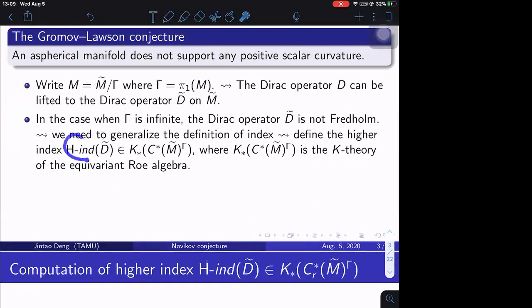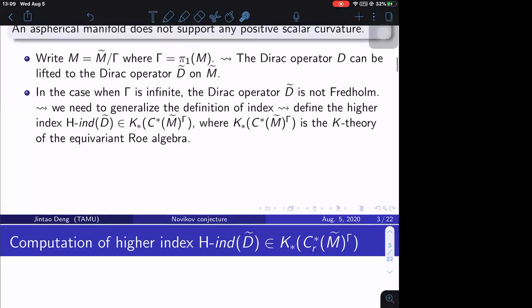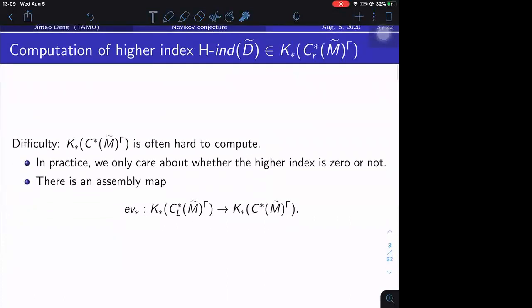So if you want to compute the Roe index, at least you need to understand the K-theory of the sister algebra. But there is a difficulty. This sister algebra usually is very hard to compute. Let's say why it's hard to compute. Usually if you have a sister algebra, how do we compute its K-theory? We need to find two ideals of the algebra, and then we will have a six-term exact sequence.